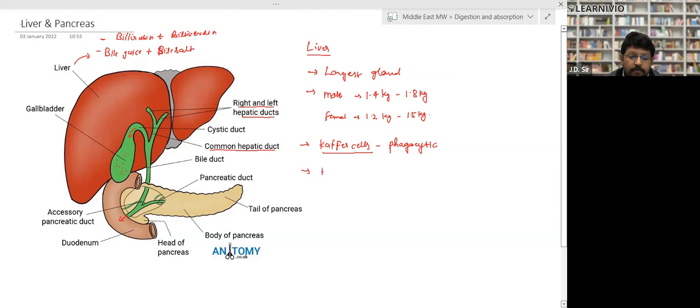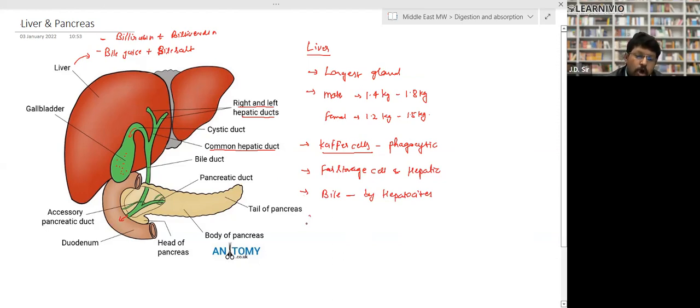Liver has fat storage cells and hepatic cells. Full stop. Bile is secreted by hepatocyte cells.